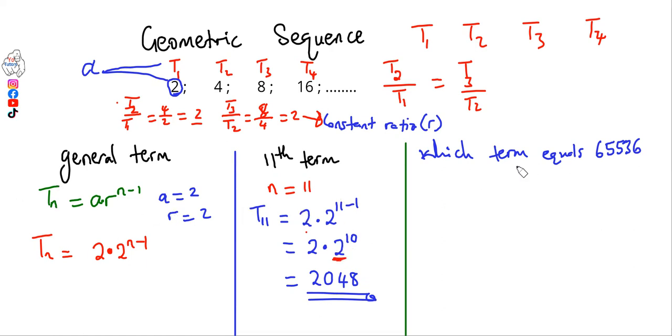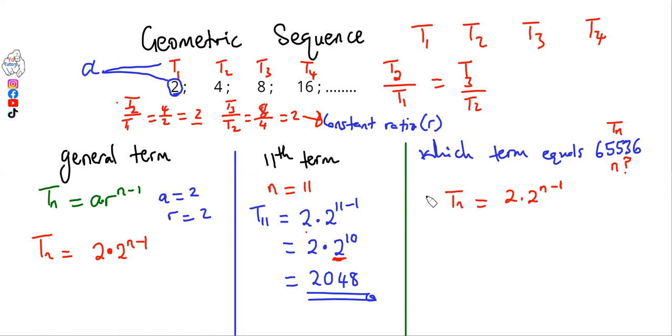Now let's move on to the next one. Which term equals 65536? Remember, this is our Tn, and we are looking for n. So we write our formula: Tn is equal to 2 times 2 to the power n minus 1.